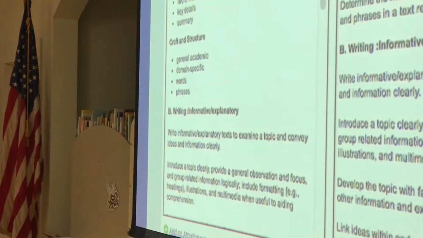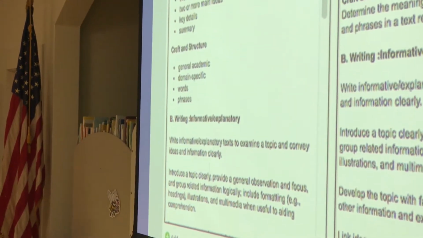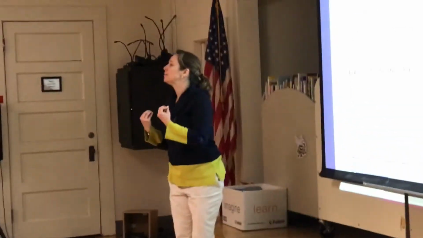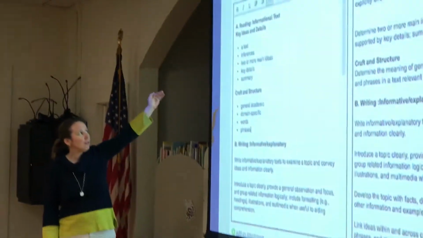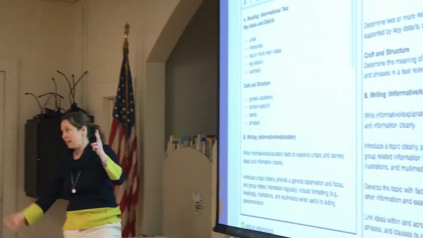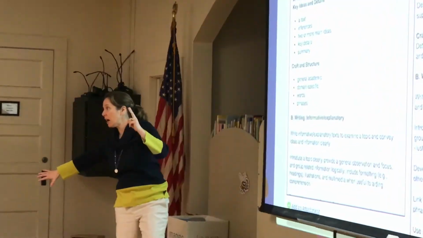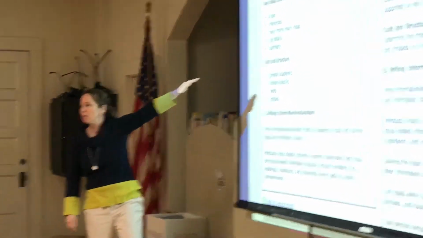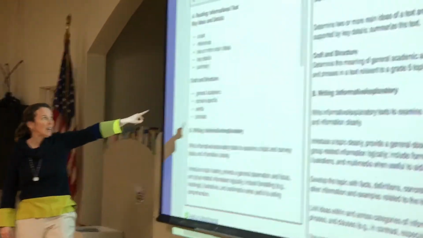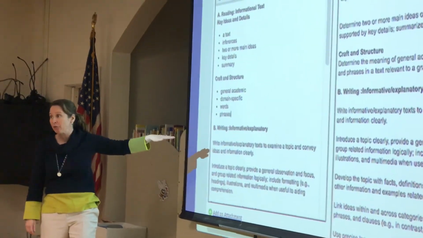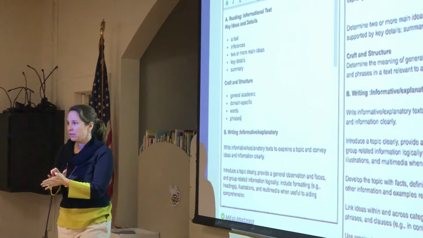the next section. Now I have, in its briefest way, the concepts that a child has to learn to be successful here. They have to work with text. They have to know what inferences are. They're going to be working with 2 or more main ideas. So any idea of just one main idea is not going to be cutting it. They have to know what key details are, and they have to know what a summary is. They're going to work with general academic and domain-specific vocabulary, and I'm dealing with words and phrases. That's what I'm dealing with at the 5th grade level.